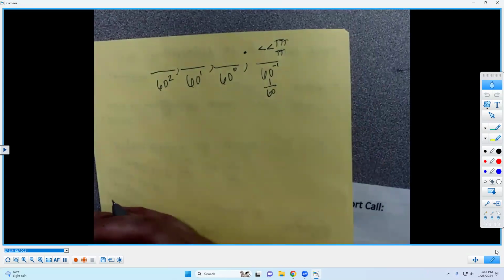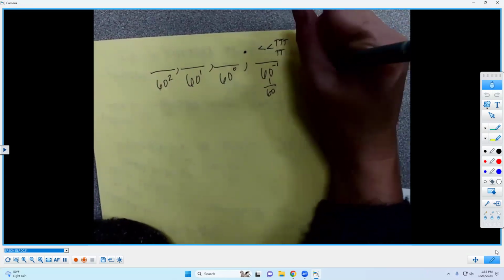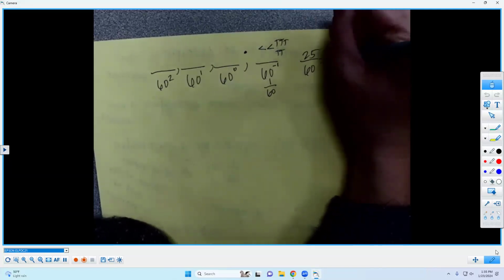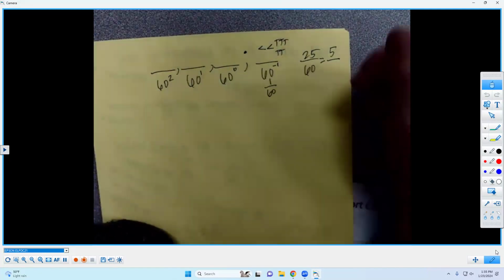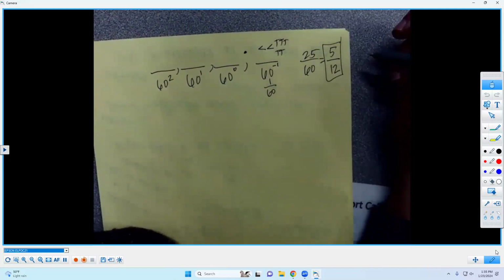So if I had, let's say, 25. 1, 2, 1, 2, 3, 4, 5. Sorry. That would be the fraction 25 over 60. And you can reduce that to 5 over, all right, how many times? 12. Oh goodness, I had a moment I couldn't divide for a second. 5 over 12. That would be the fraction 5/12.